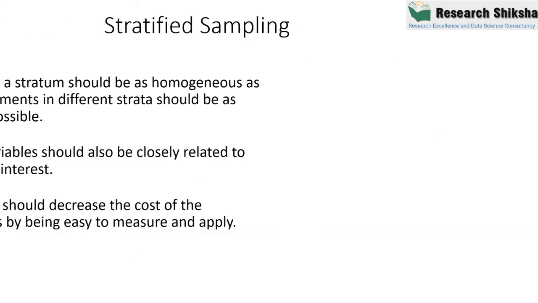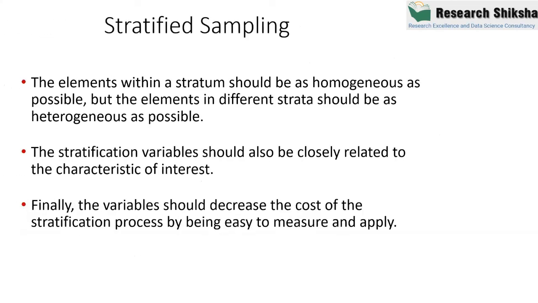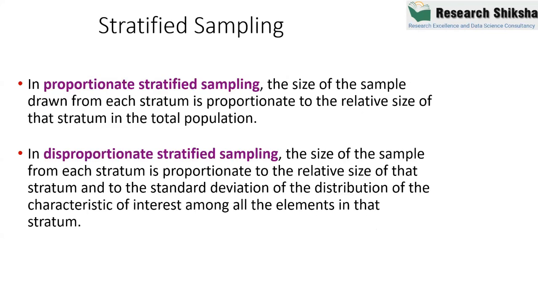In most cases, it is proportionate. The elements within a stratum should be as homogeneous as possible, but the elements in different strata should be as heterogeneous as possible. So one subgroup is homogeneous, and the other group is different from the first group. There are two types of stratified sampling: proportionate stratified sampling and disproportionate stratified sampling.